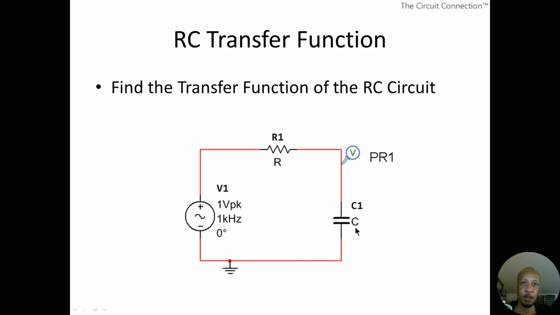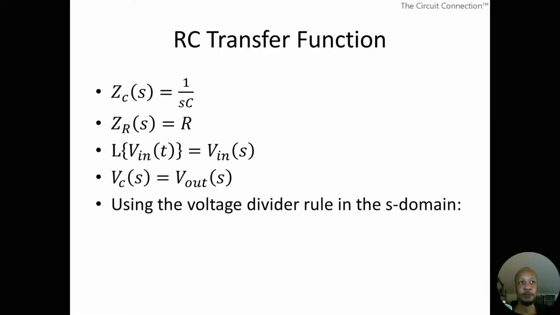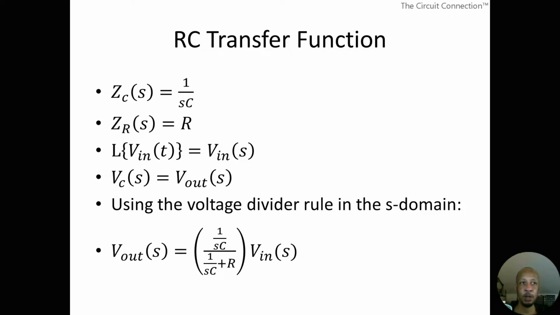It's in the s domain. Vc is going to be our output. This is going to be our input Vin, which is, you know, in the simulator, it's V1. And so let me go back to where I was before. Okay, so using the voltage divider rule in the s domain, that's simply just going to be Vout of s equals 1 over sC divided by 1 over sC plus R times Vin of s.